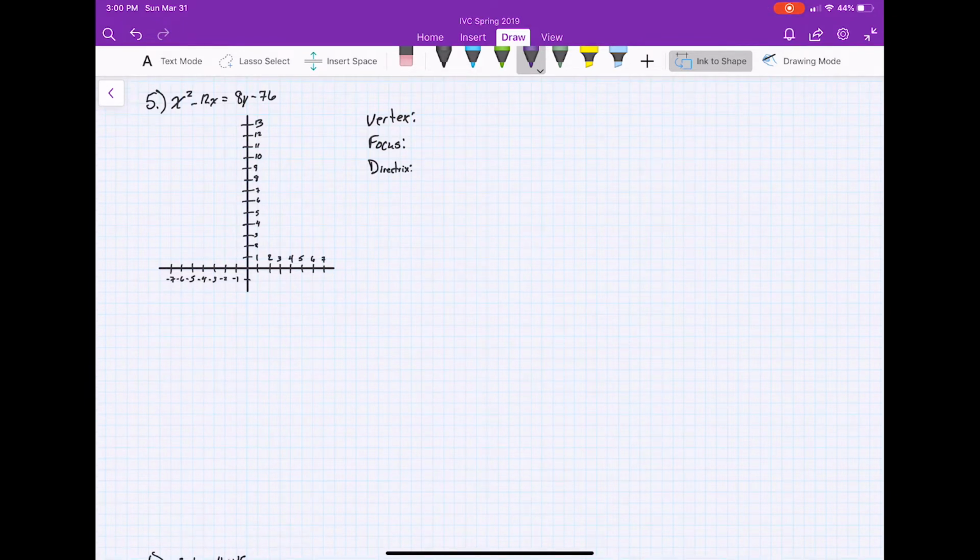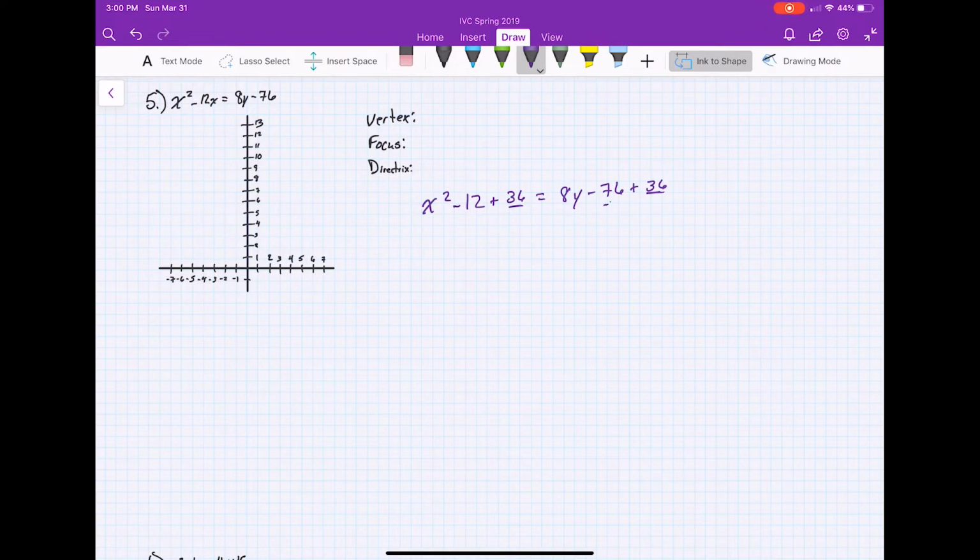All right, here we go with number 5. In number 5, we are to find the vertex, focus, and directrix of the parabola, and then graph it, of course. So we're going to complete the square on this one. So we have x squared minus 12x, plus some number, which is going to be 36. We put the 36 on both sides. And on this side we get (x - 6) squared, the quantity x minus 6.